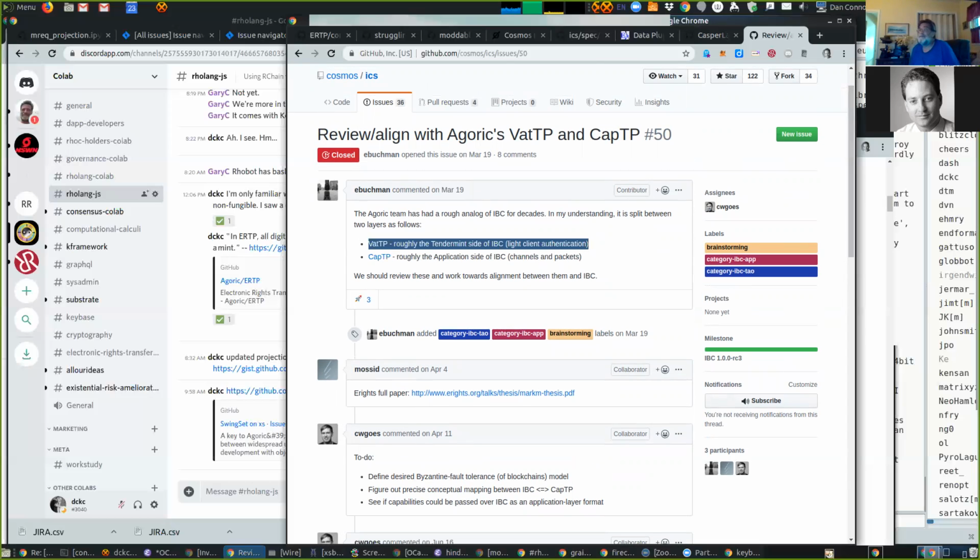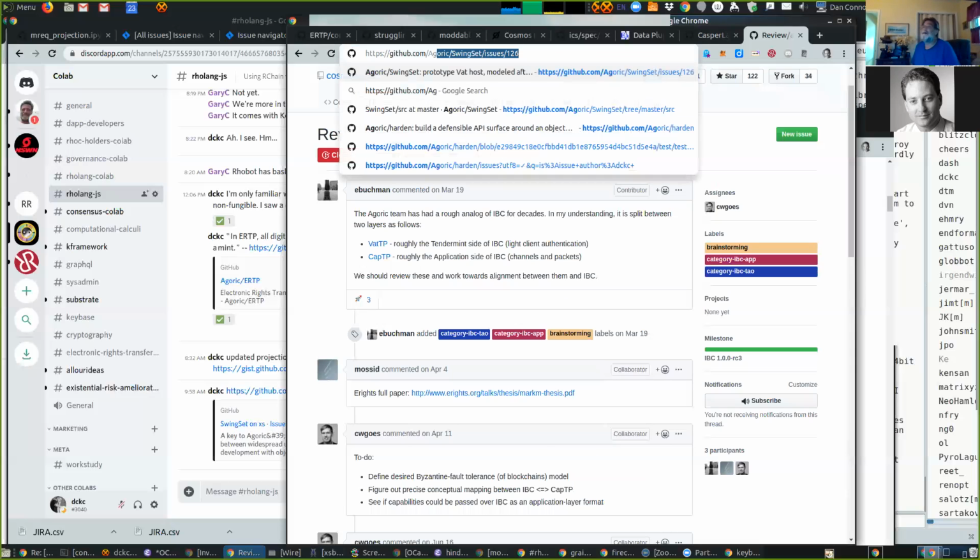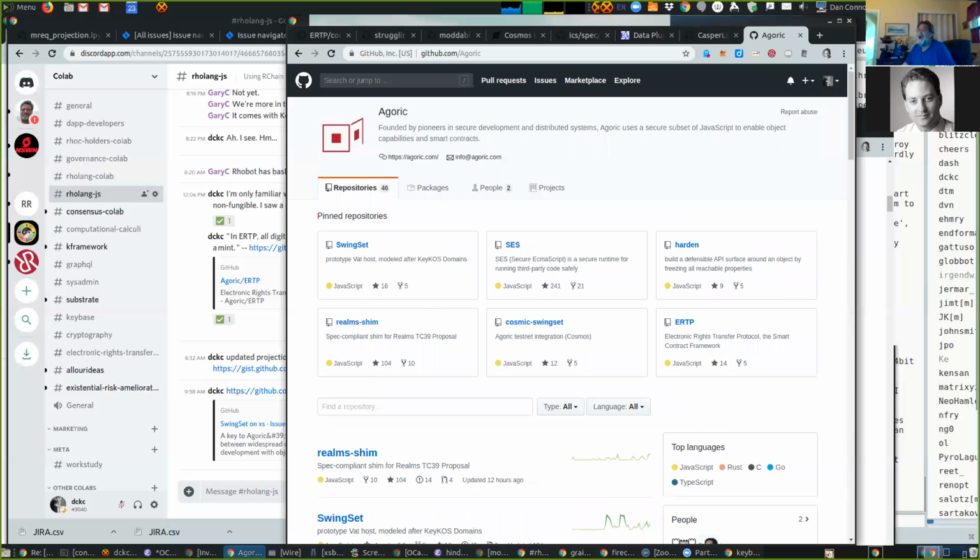So they're saying VATTP is like light client authentication. I guess the Agoric folks have coded this up to some extent. How'd they do it? I haven't gotten this part of it running yet. Mm-hmm. Cosmic Swingset.